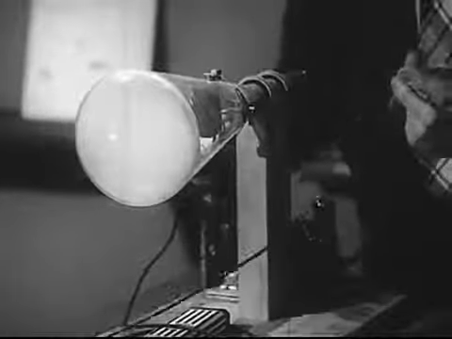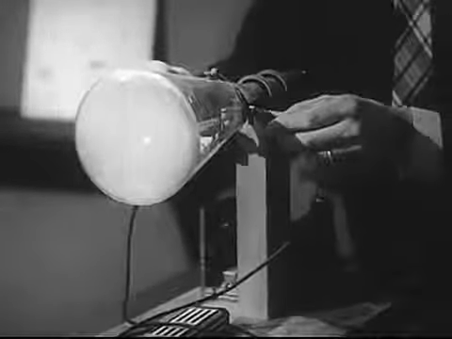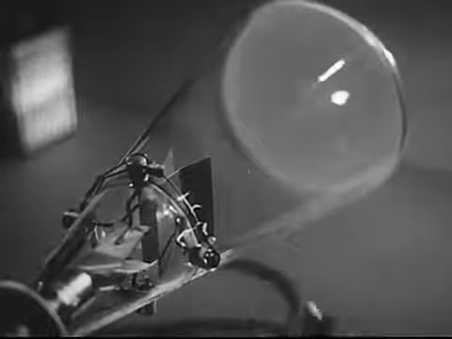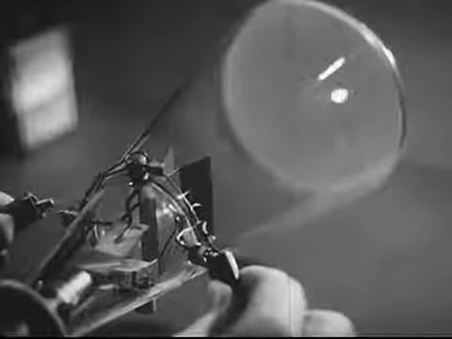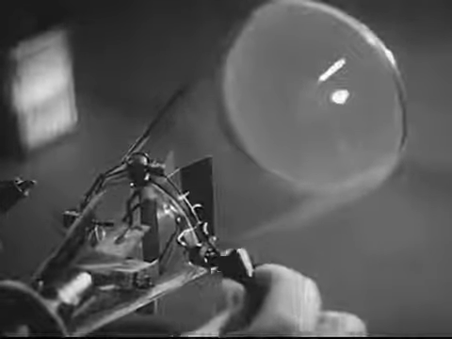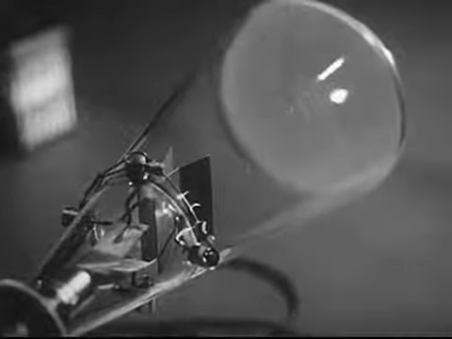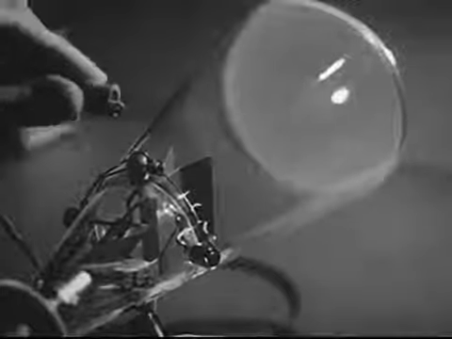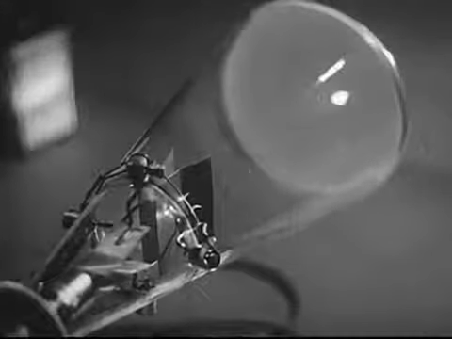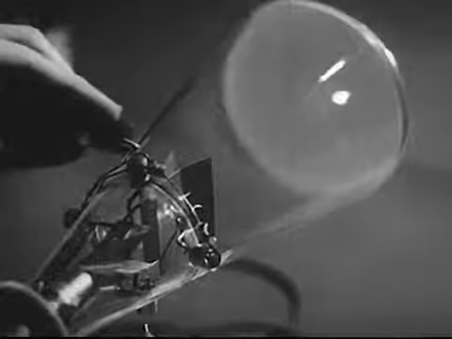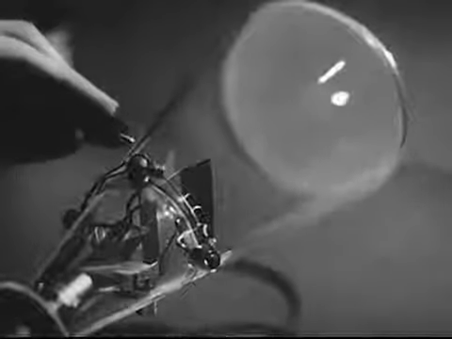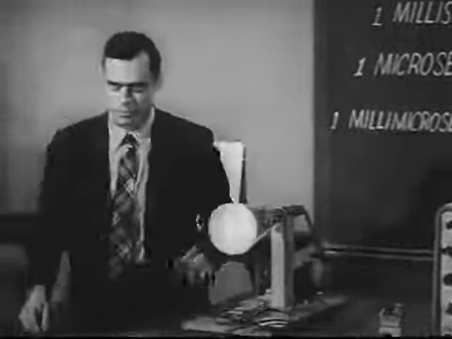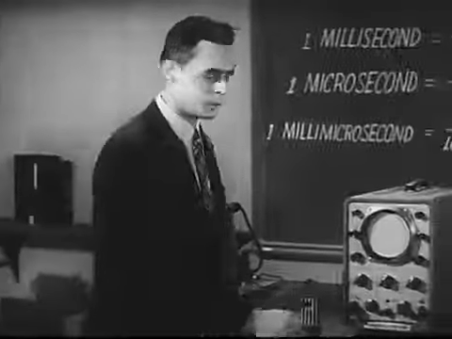If I connect the positive lead of the battery to this terminal, the beam moves over to your right. If I connect the positive lead over on the left-hand side, the beam moves to the left. On top, it moves up, and on the bottom, it moves down. I can do the same thing with my oscilloscope.